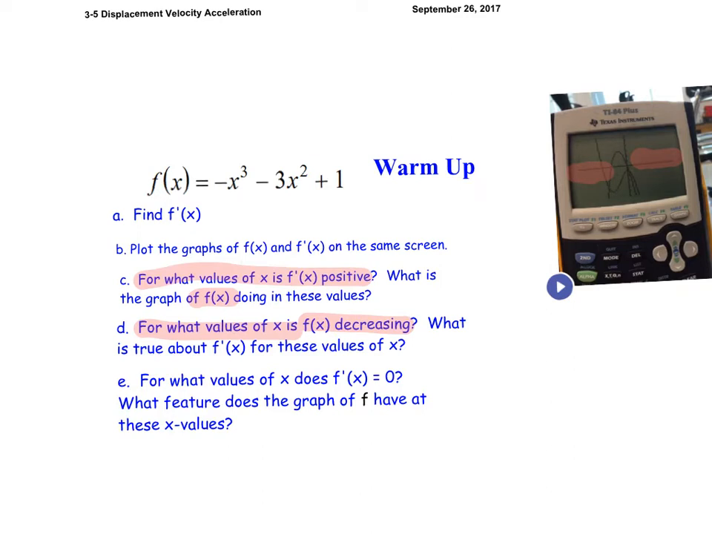For what values of x is f of x decreasing? I just mentioned those. For what values of x does f prime equal 0? What feature does the graph of f have at these values? These are local maximums or minimums. And it happened to be 0 when I looked at the graph. Seemed like that was a -2, and it seemed like that was a 0. Alrighty, let's move on.